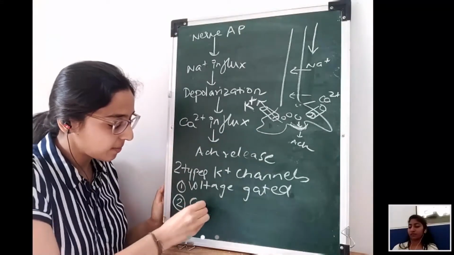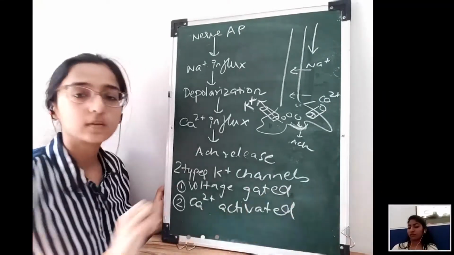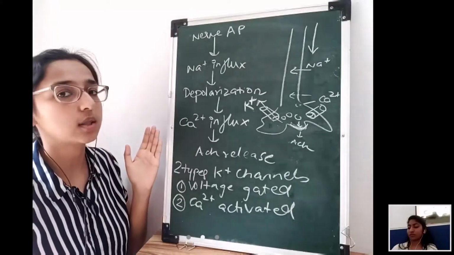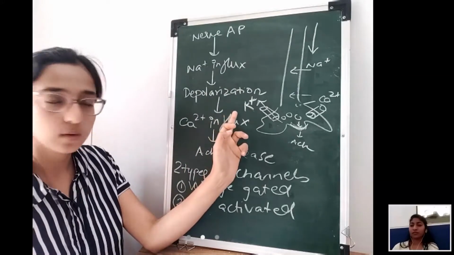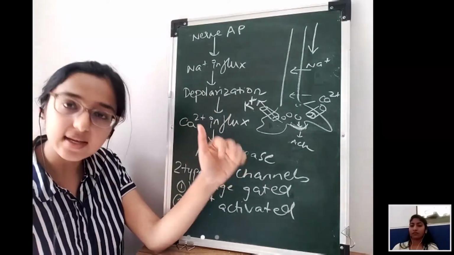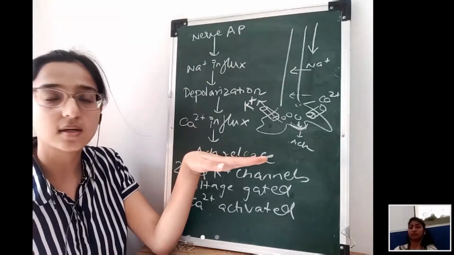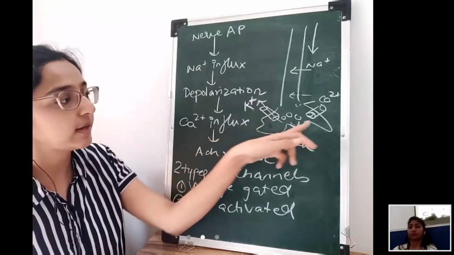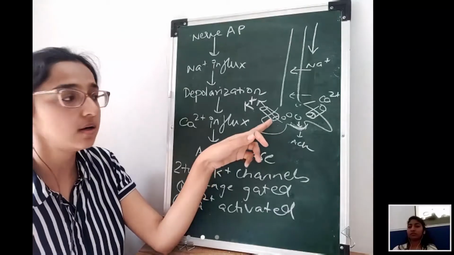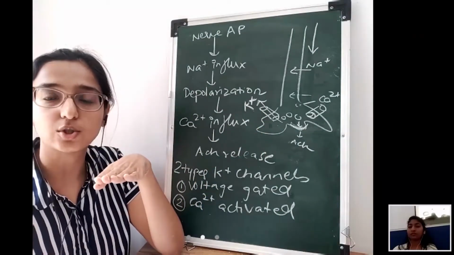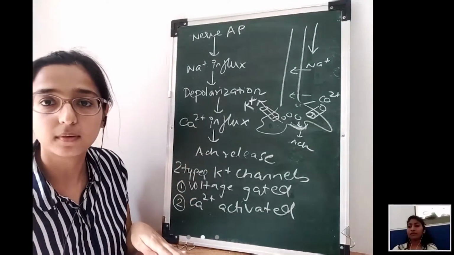The second is calcium activated, so it depends upon the entry of calcium. Calcium entered, the potassium channel got the message and started doing potassium efflux. At one point the conduction will stop, because the depolarization has gone back to the resting phase. The calcium influx will stop, potassium efflux has also occurred, and now the membrane will go back to resting potential. That's when the acetylcholine release will stop and the nerve conduction will stop.